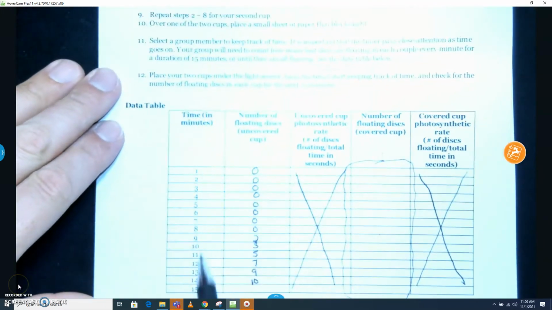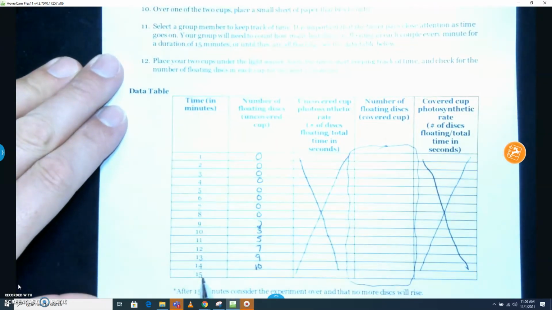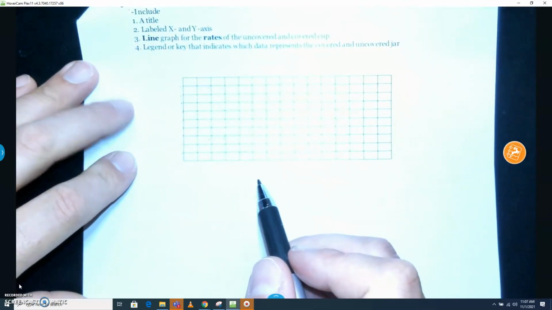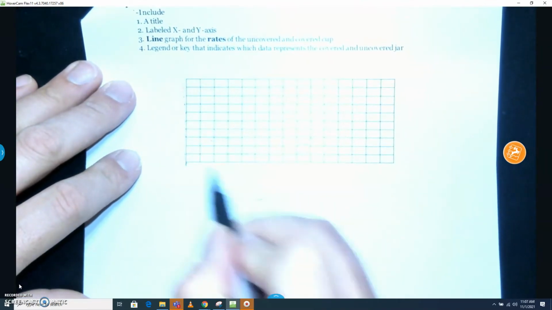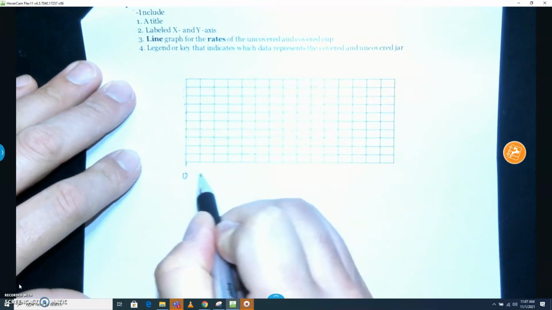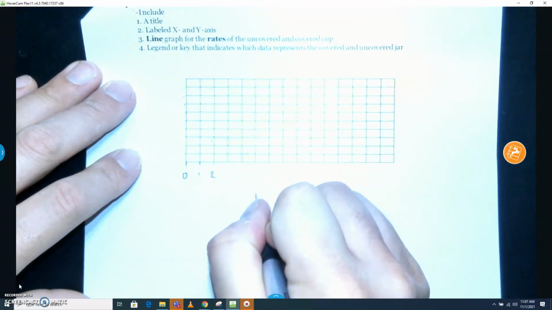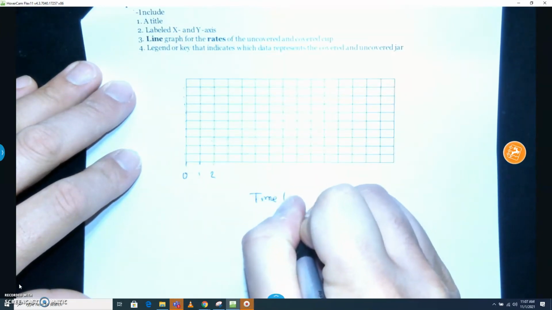That being said, the time in minutes, we went up to 15, unless I told you to go a little bit further. Some of you may have added 16, 17, a couple extra minutes down beneath because yours were starting to float and show that they were going to be getting up to the top. So what we're going to do is, if you did not go beyond 15 minutes, I gave you exactly 15 lines, so you can number these out, 0, 1, 2, because we were looking at time in minutes.